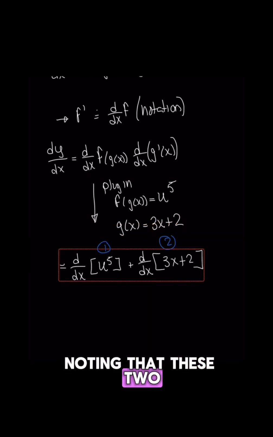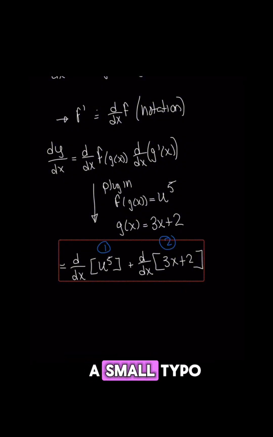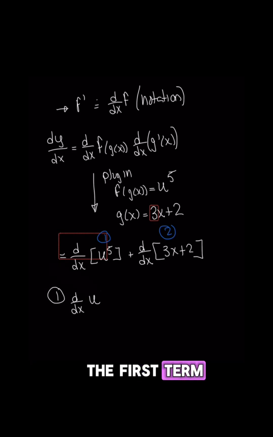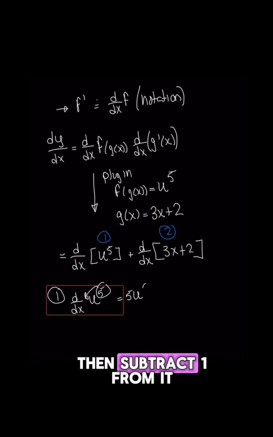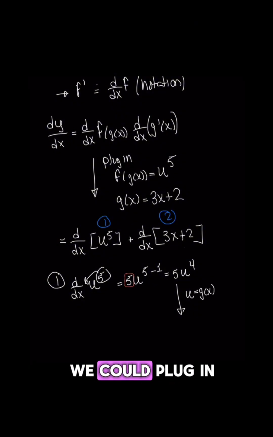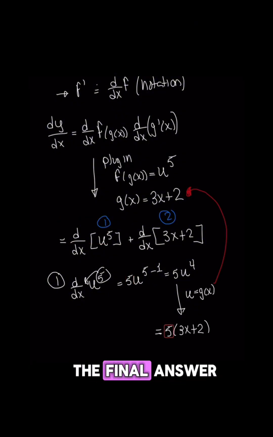Noting that these two terms should be multiplied, not added. That's just a small typo. Sorry about that. We label it 1 and 2. We can start by taking the derivative of the first term. So we can bring down the 5 and then subtract 1 from it. And we get this here. And then since u is equal to g(x), we could plug in our g(x) value to get this for the final answer for that term.